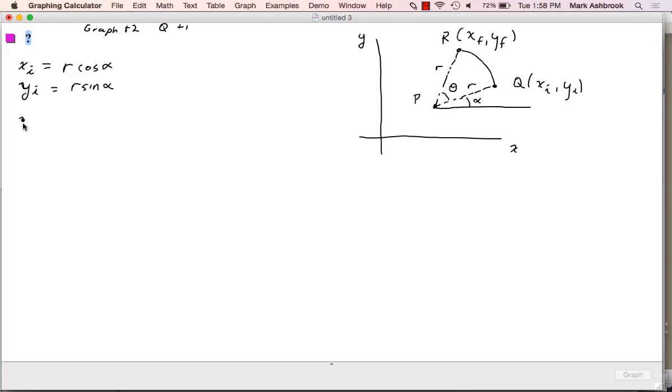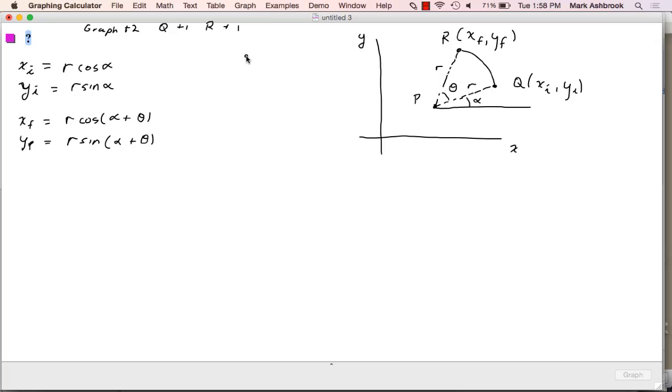Okay. And so then we do xf and yf, which are going to be r cosine of your angle plus the given one, which is theta. That's plus 1. So each of those defines xi, the point Q, in terms of cosine and sine and your new angle, and then the final point R in terms of cosine and sine as the sum of the two angles, the one you introduced plus theta. That's worth a point. We're up to 4 points.